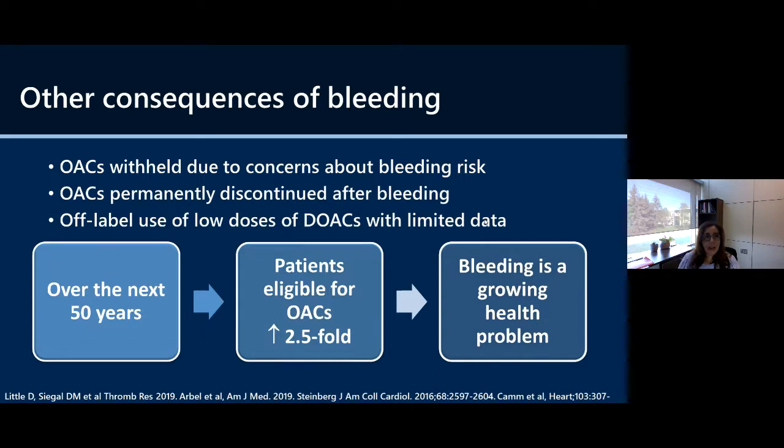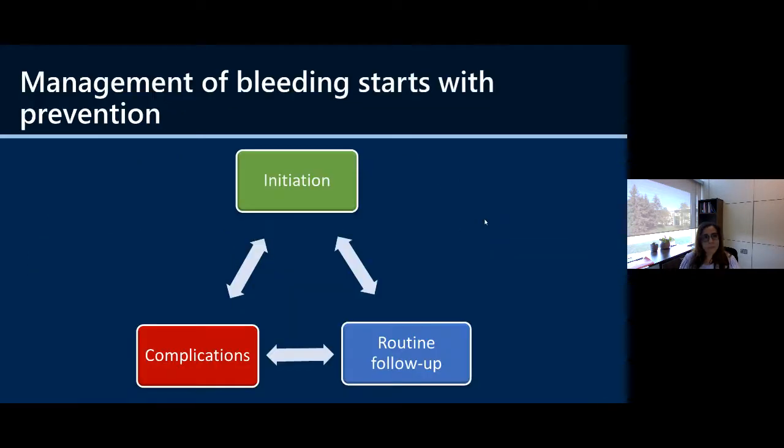And so in reality, over the next 50 years, I had alluded to this before, the number of eligible patients who are going to be receiving anticoagulants is going to be twofold higher. And so bleeding is really a growing health problem. And so strategies to reduce the incidence of bleeding and also the morbidity from bleeding are really important.